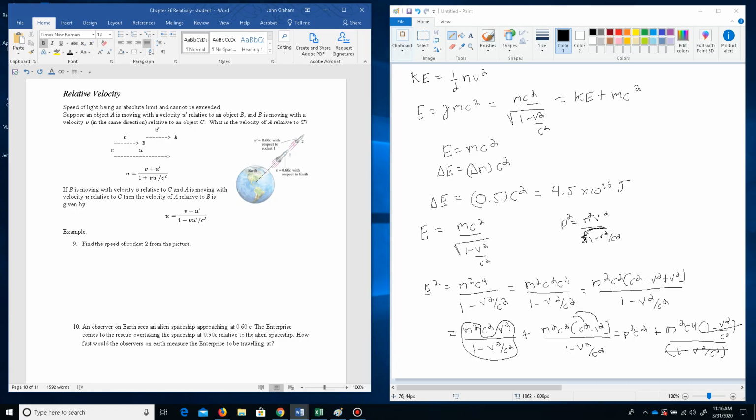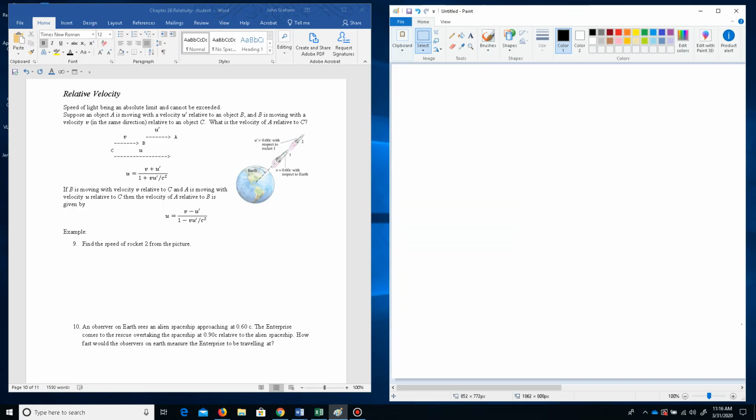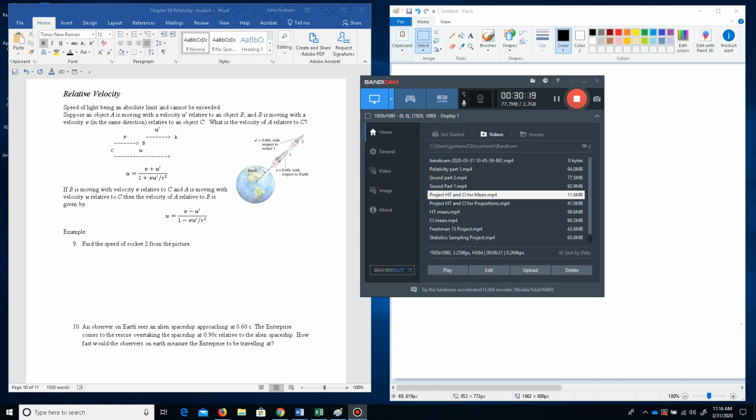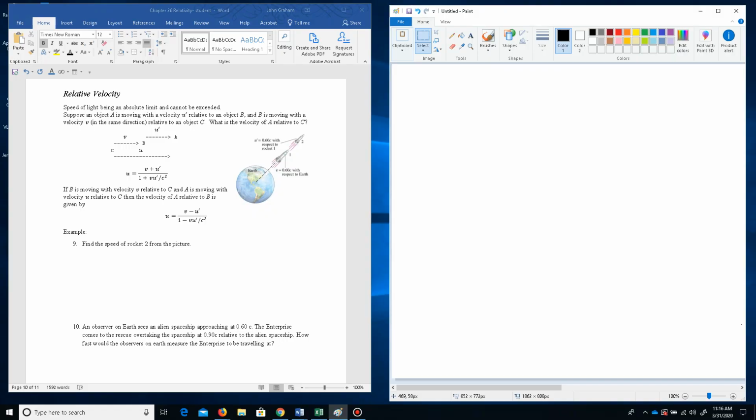The last thing we're going to look at is relative velocity. Let me check the time on this now. Okay, I can finish this. This one is maybe a little bit more confusing, or it can be at times. So here we're going to consider the speed of light being an absolute limit and cannot be exceeded.